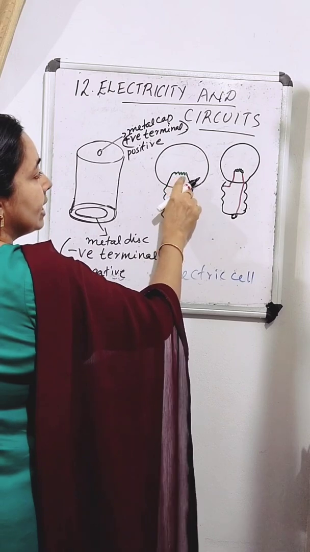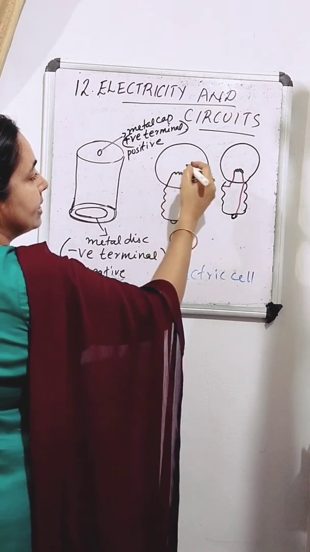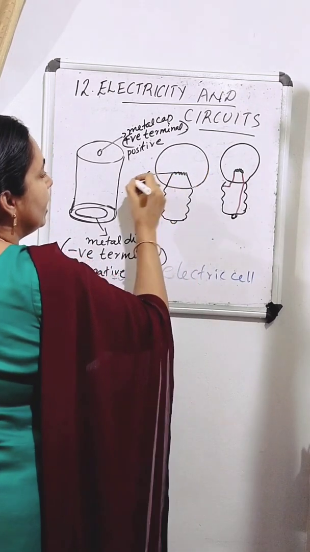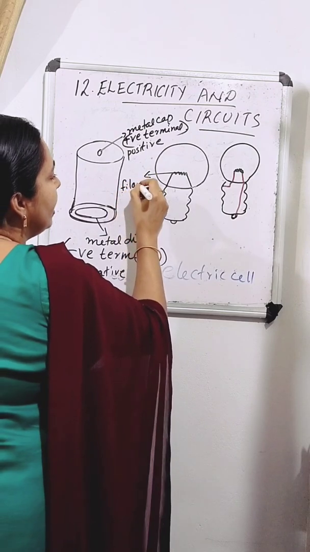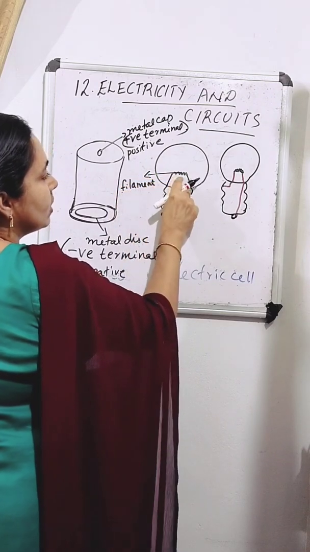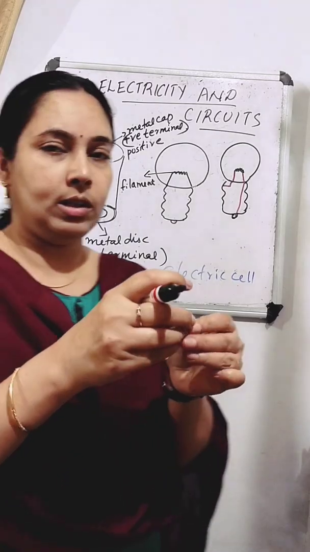Okay, so here you can see a thin wire in the middle. The thin wire in the middle is called the filament. I don't know whether you can see it. Can you see a thin wire in the middle?